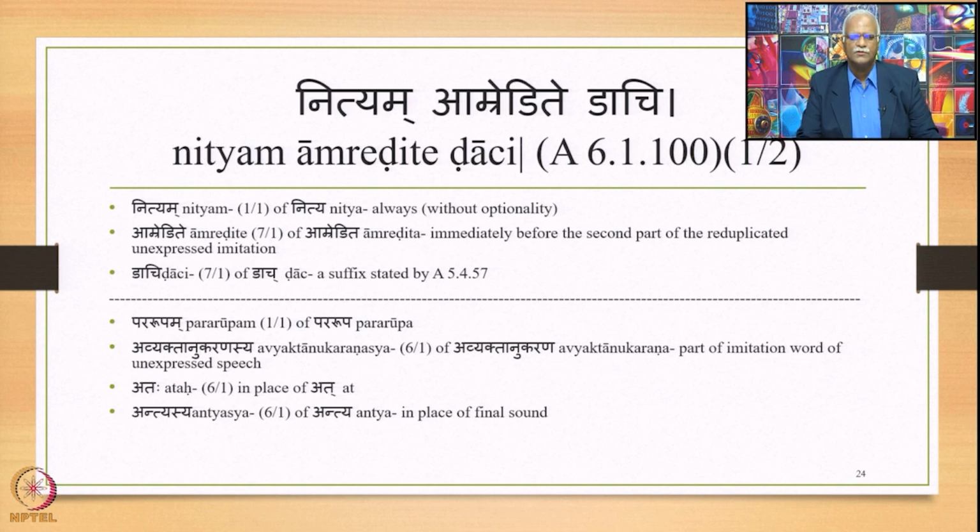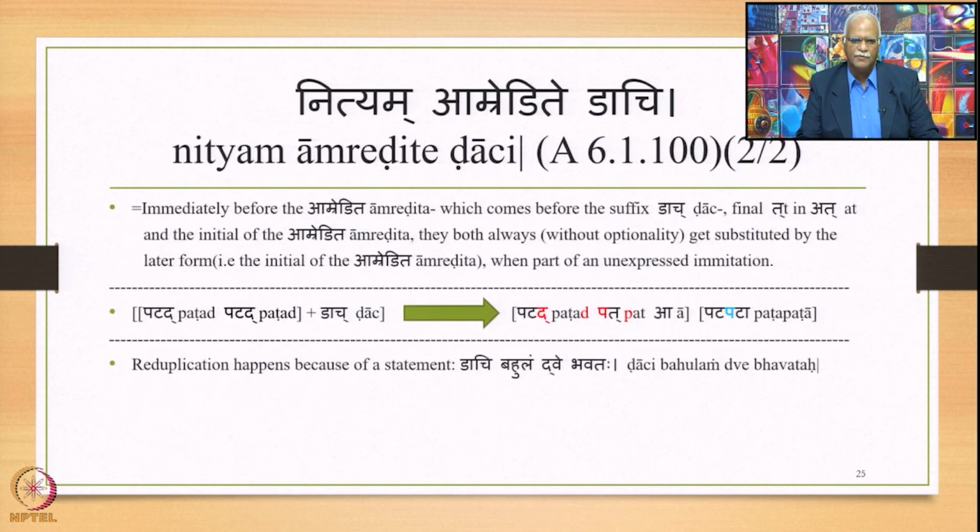To put this together, we get the meaning, namely, immediately before the amredita, which comes before the suffix dach, the final t in at and the initial of the amredita, they both always without optionality get substituted by the latter form, that is the initial of the amredita, when it is part of an unexpressed imitation.